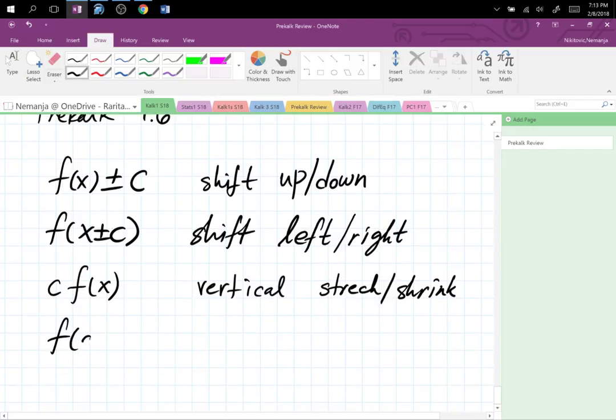You also have the horizontal one when you multiply x within the function, and that one is going to be the horizontal. That's going to be the period, changing the period of your sine and cosine function. Stretch. There's a T there.